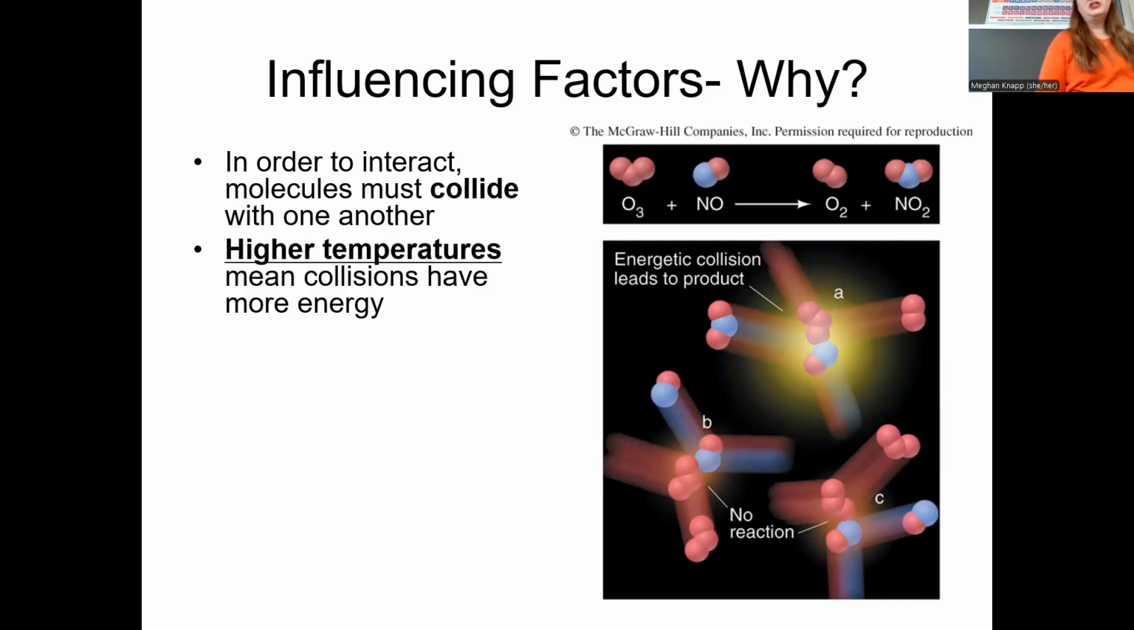Okay, so what do higher temperatures do? Higher temperatures mean we have more collisions. So first of all, more chances for them to be facing the right way, but it also means that those collisions have more energy. And so we're more likely to have enough energy to break the old bonds and be able to form the new bonds.